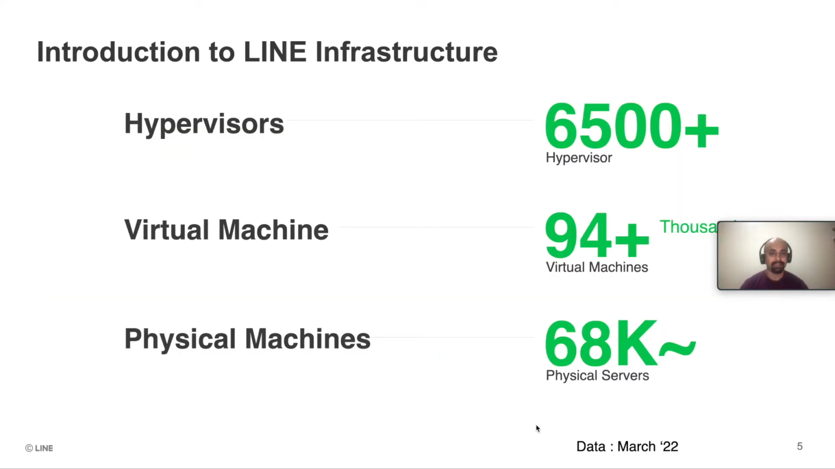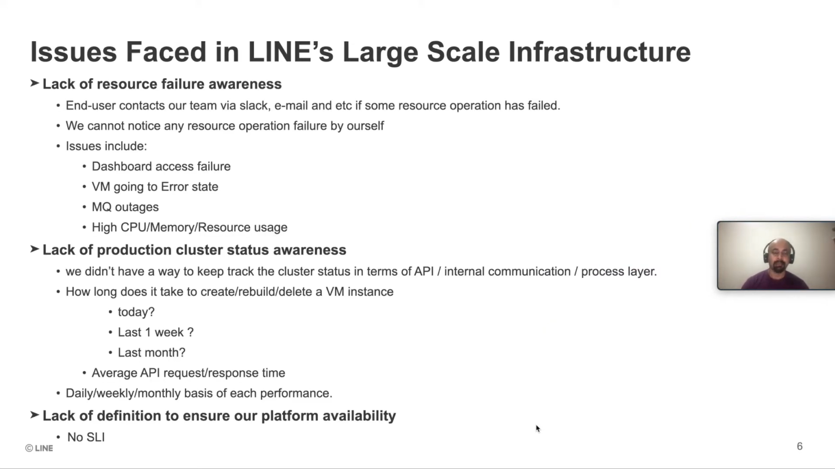A bit about LINE's infrastructure and its scale. There are around 6,500 hypervisors in LINE, 94,000 plus virtual machines, and more than 68,000 physical machines, which are incorporated in LINE's production cluster. Now, with this large scale comes a lot of responsibilities and problems as well.